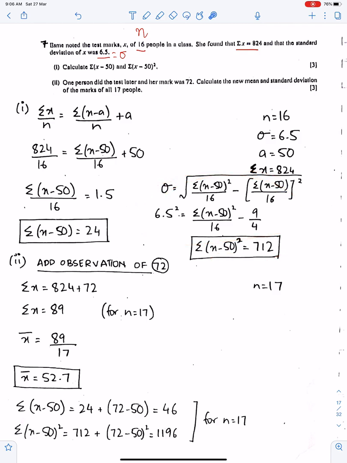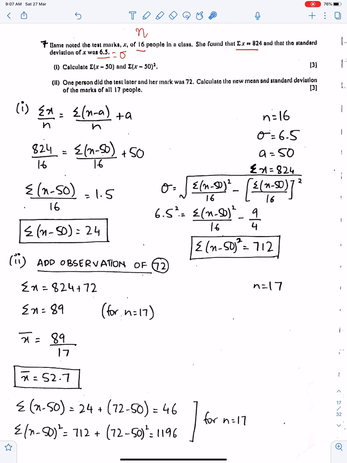Now this, we just did this concept as well. One person did the test later and her mark was 72. Calculate the new mean and standard deviation. We have to add this 72 into this data first. Now number 1, get sigma X for 17 people. This is the sigma X for 16 people. Since you have sigma X, you can directly add 72 into this.